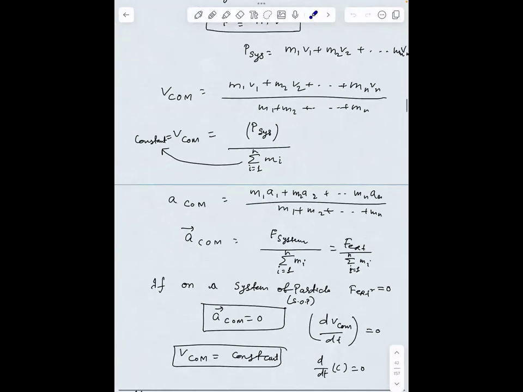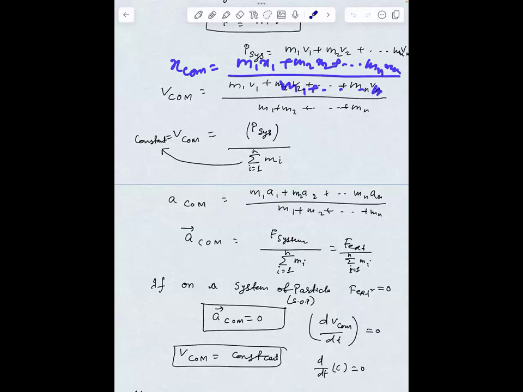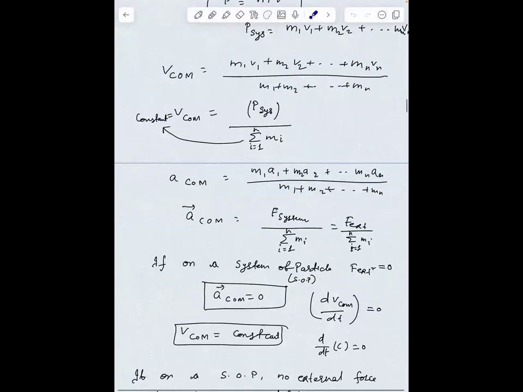We have discussed one formula, guys. What is the x coordinate of the center of mass? m1 x1 plus m2 x2 plus up to mn xn upon m1 plus m2 plus up to mn. Is it okay? Now, when we differentiate, what will we get? V center of mass, which is m1 v1 plus m2 v2 plus up to mn vn.